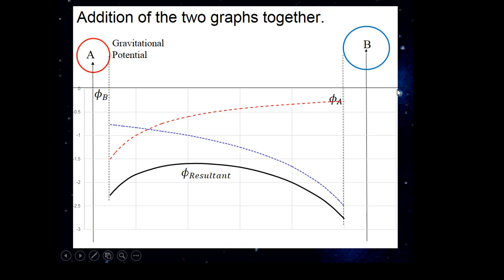Any questions now on how to add potentials together? I give you 2 minutes to discuss with your friends. Okay, go.